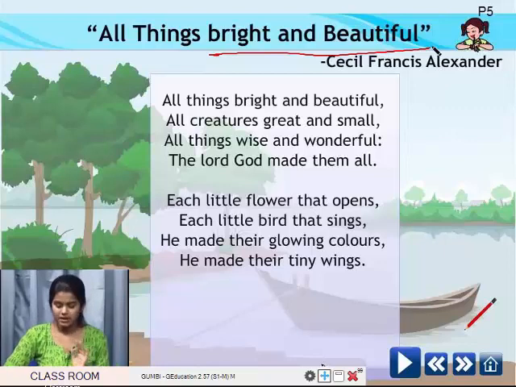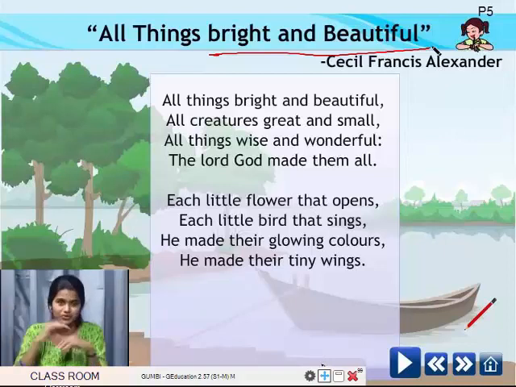Okay. Students, in this poem, you can see some rhyming words. Can you identify them? Good. So you identify the rhyming words and write it down in your notebook. Shall we read it once again? In the meanwhile, you can pick out all the rhyming words.